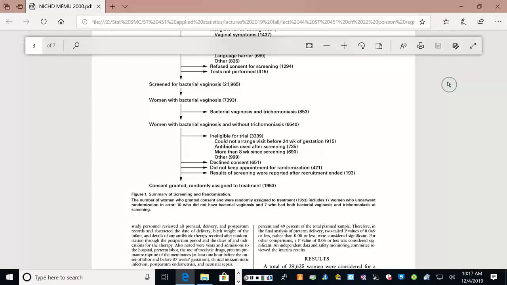Some of them were ineligible, some declined consent, some didn't show up for randomization. Some results were reported too late. And so they ended up with 1,953 that granted consent and were randomly assigned. So it was a huge operation that could take 6 to 9 months just to get ready for this. And they probably wrote the grant a year before that, at least. Right?